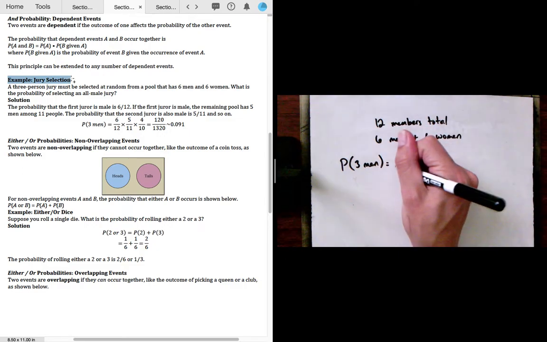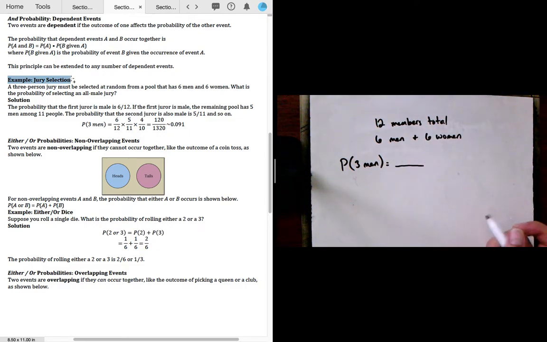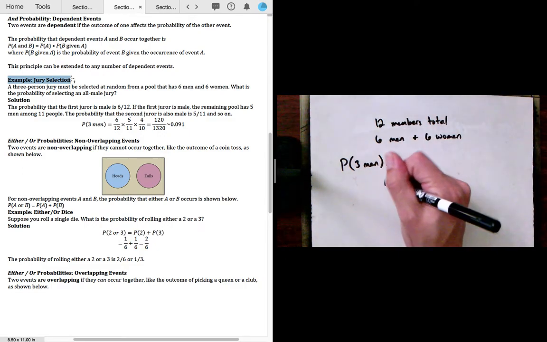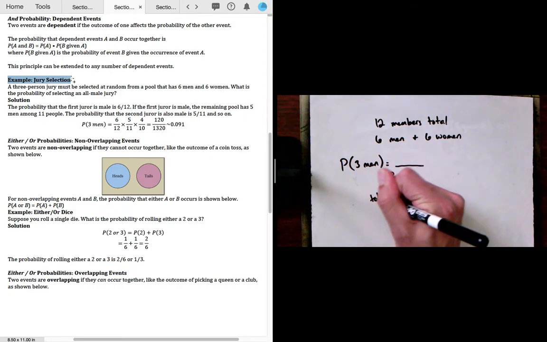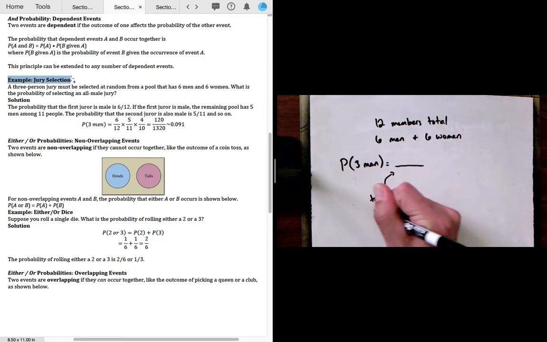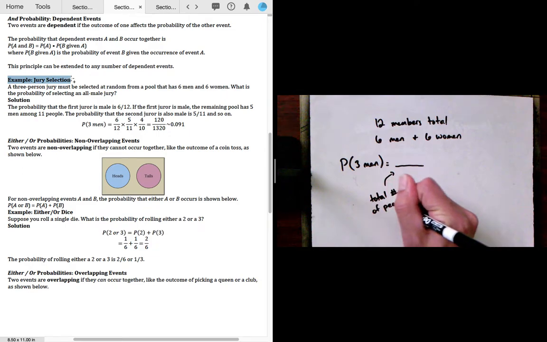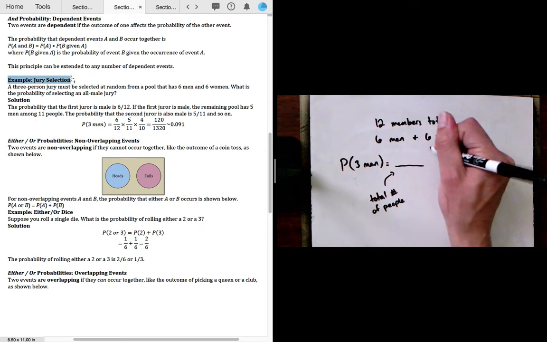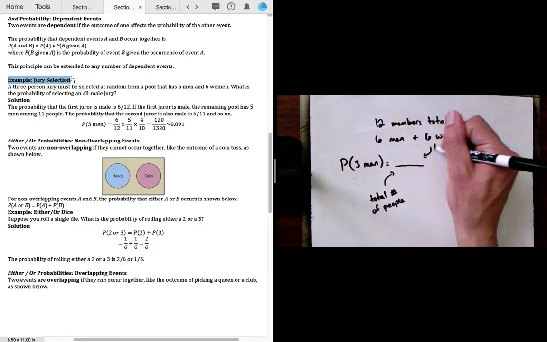So our first fraction here is going to be the total number of people, and the numerator of the fraction is going to be the total number of men we have to choose from.